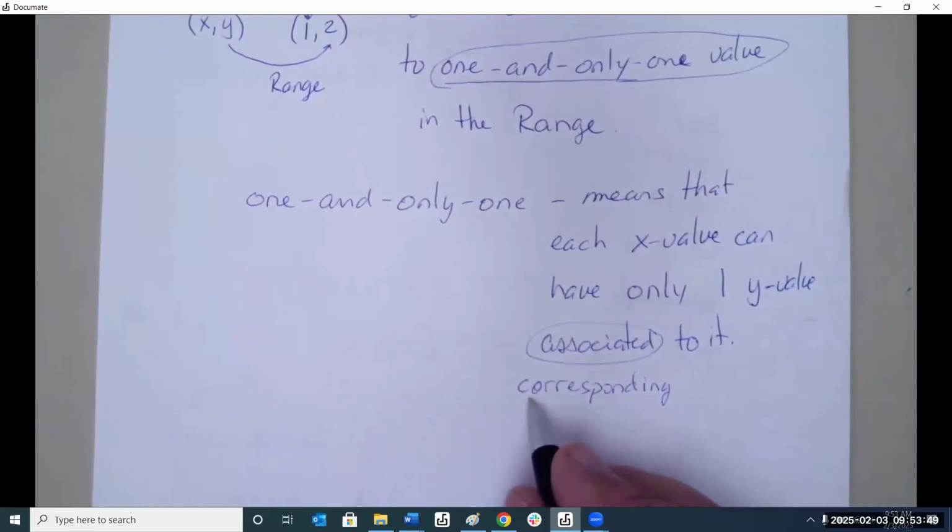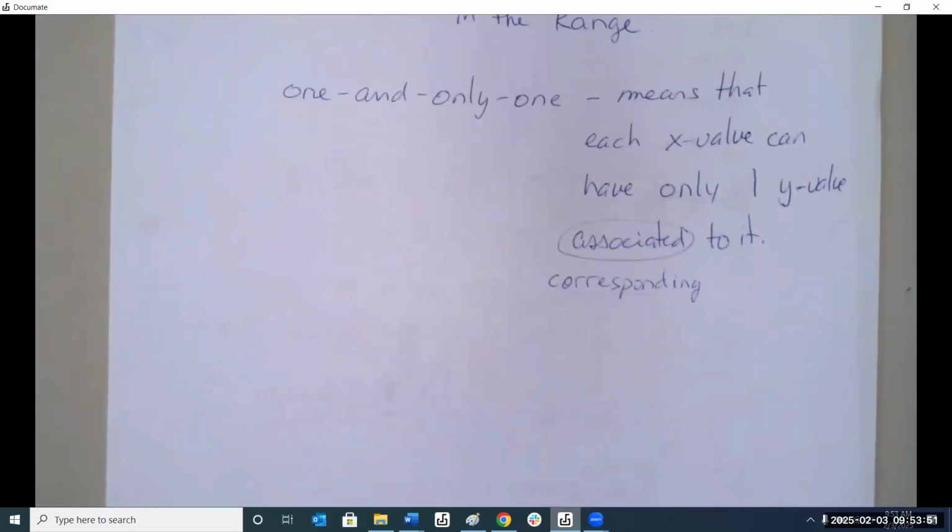Now, the reason they use correspondence, can you mail the same letter to two different people? No, it won't be the same, because if you make a copy of it, it's no longer the same. It's a copy of it. Can you send the exact same letter to two people at one time? No.